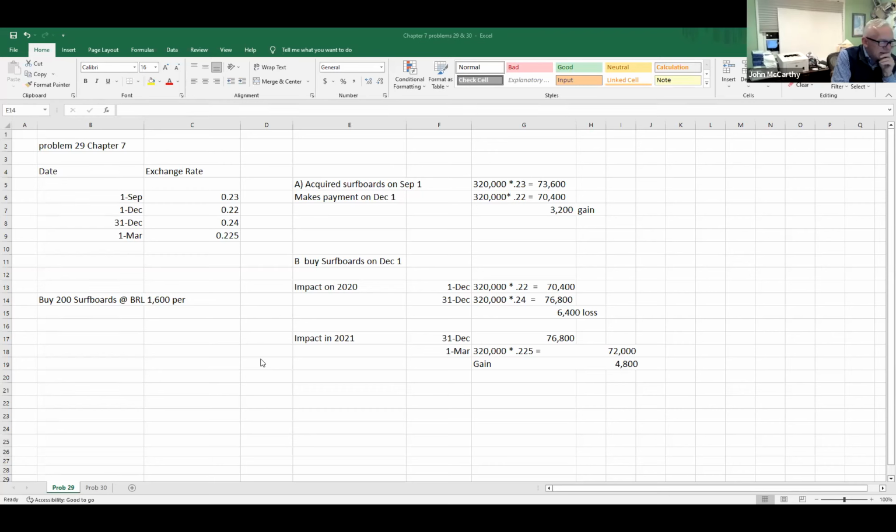Again, we'll do foreign currency. I think they bought surfboards, and then we had foreign currency borrowings. This is for the exam on Thursday. So I'm going to share my screen. Let's see if we can find it here. I've got two screens.